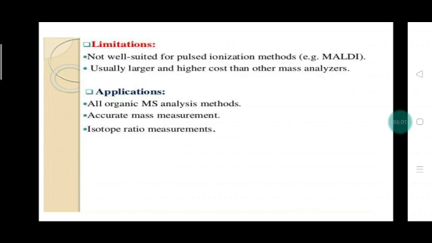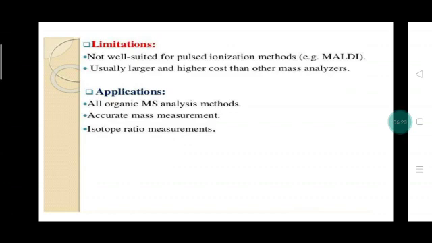Limitations of the double focusing mass analyzer: it is not well suited for pulse ionization methods, for example MALDI. It is usually large and higher in cost than other mass analyzers.